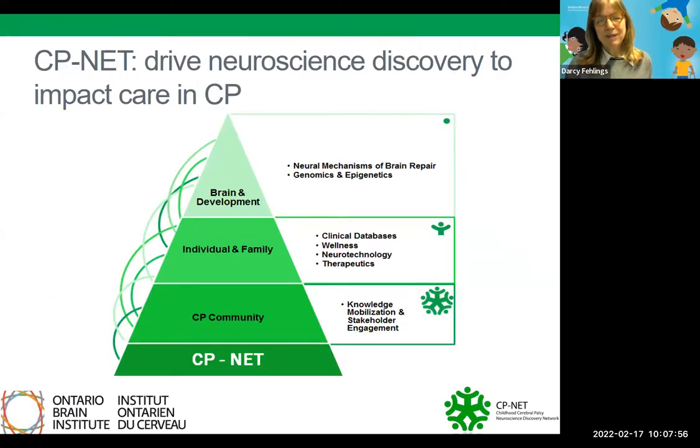So here's a visual for CPNet, and I just put this up so that you can see the span of research that can be encompassed within translational neuroscience networks. So here's research focused on neural mechanisms of brain repair, research focused on genomics and epigenetics of cerebral palsy. And then there's some clinical effectiveness research, looking at a clinical database, looking at how to promote wellness, doing research in neurotechnology and therapeutics. And then there's knowledge mobilization and stakeholder engagement.